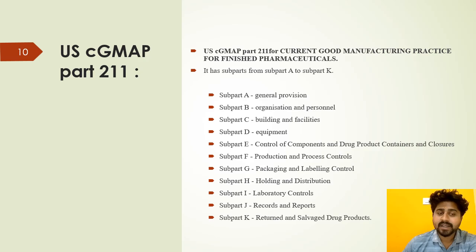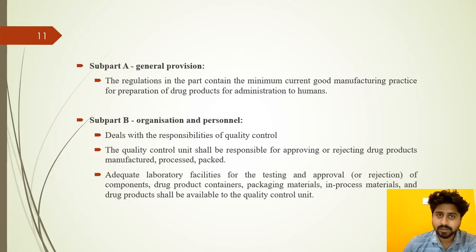Then cGMP Part 211 includes subparts from Subpart A to Subpart K, and each subpart has its own focus. Subpart A is general provisions, Subpart B organization and personnel, Subpart C buildings and facilities, D equipment, E control of components and drug product containers and closures, F production and process controls, G packaging and labeling, H holding and distribution, I laboratory controls, J records and reports, and K returned and salvaged drug products.